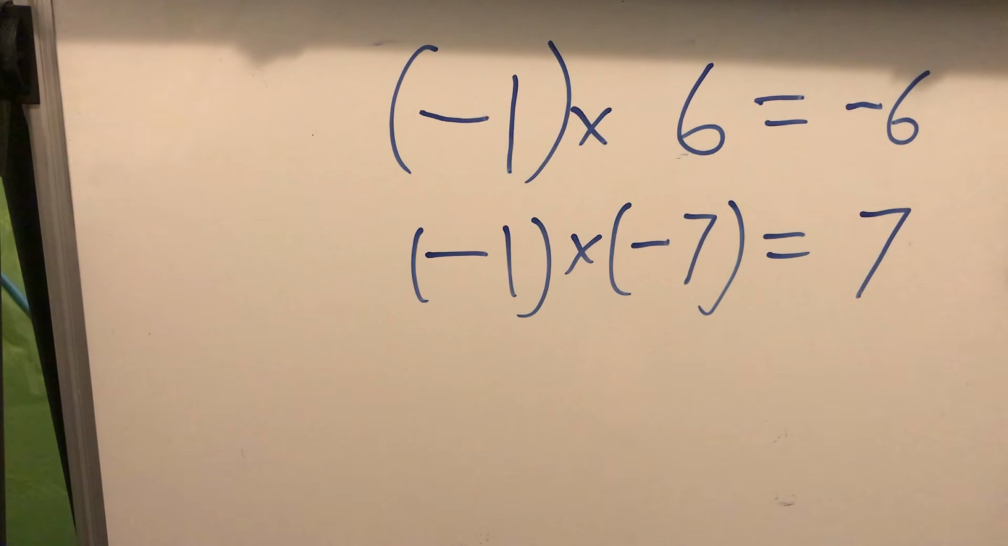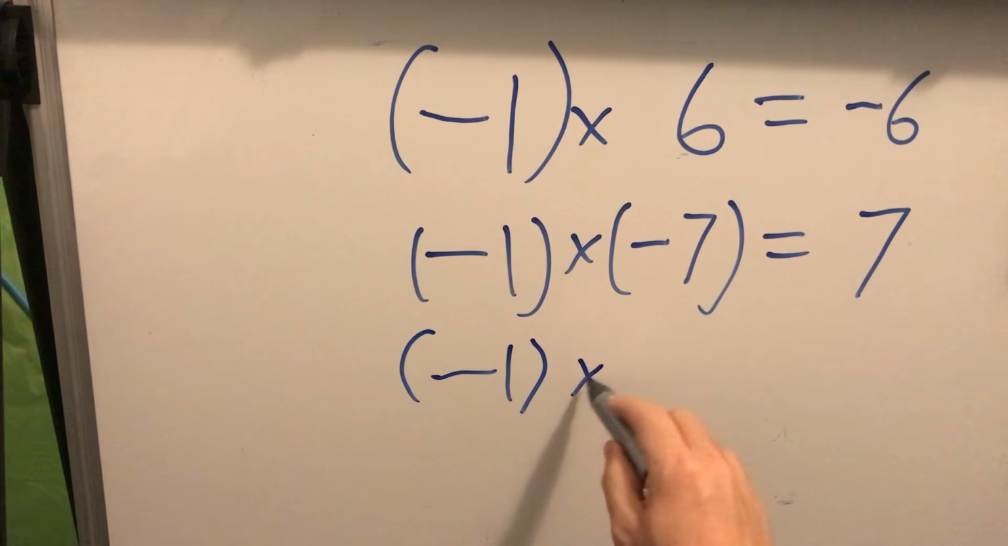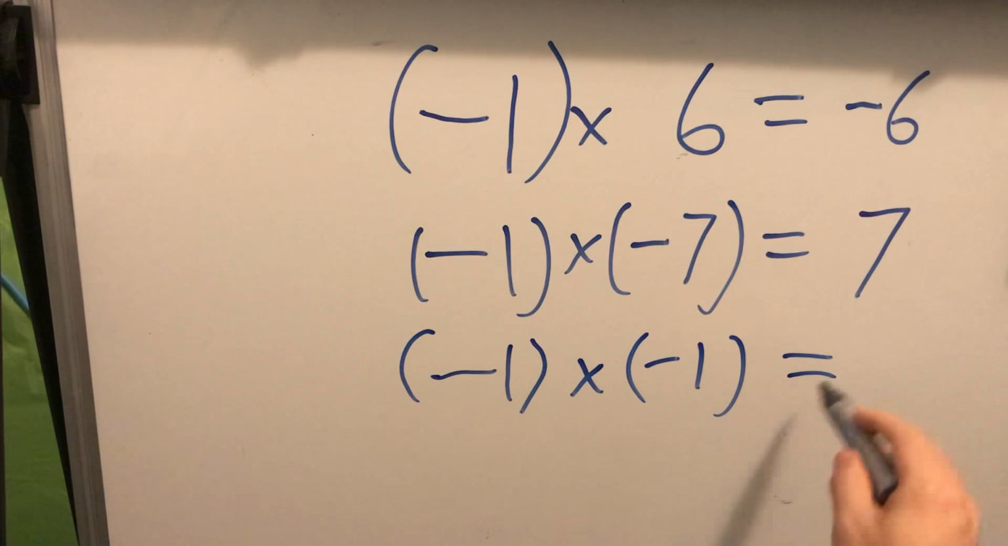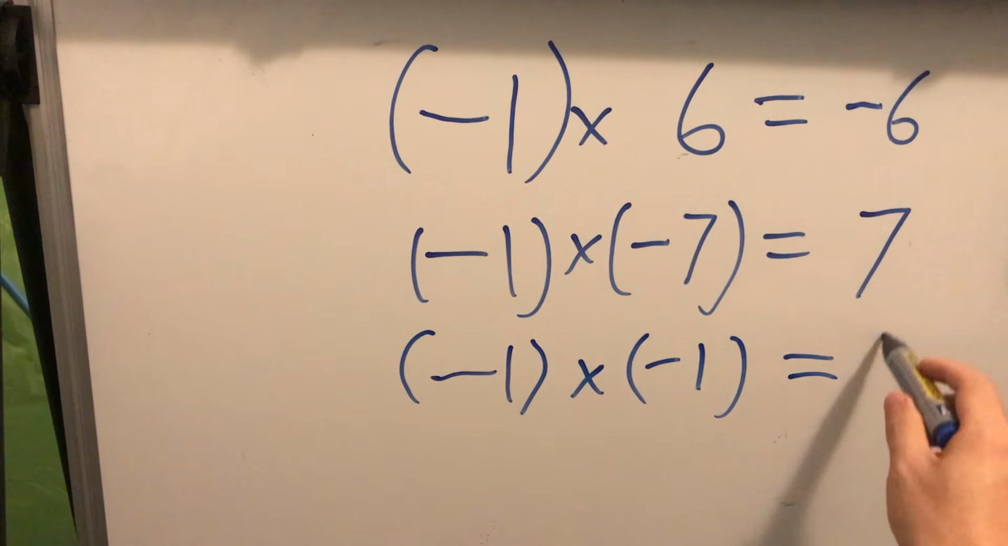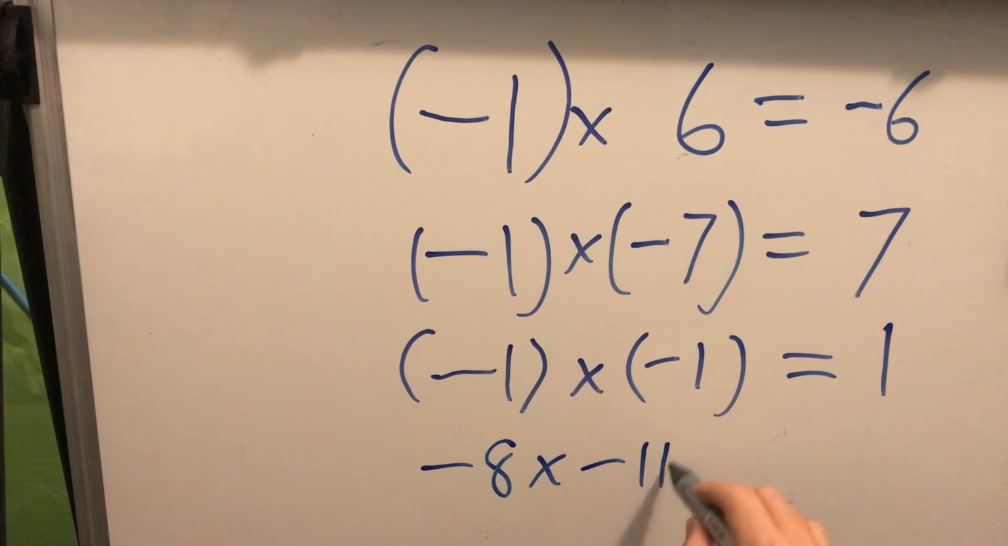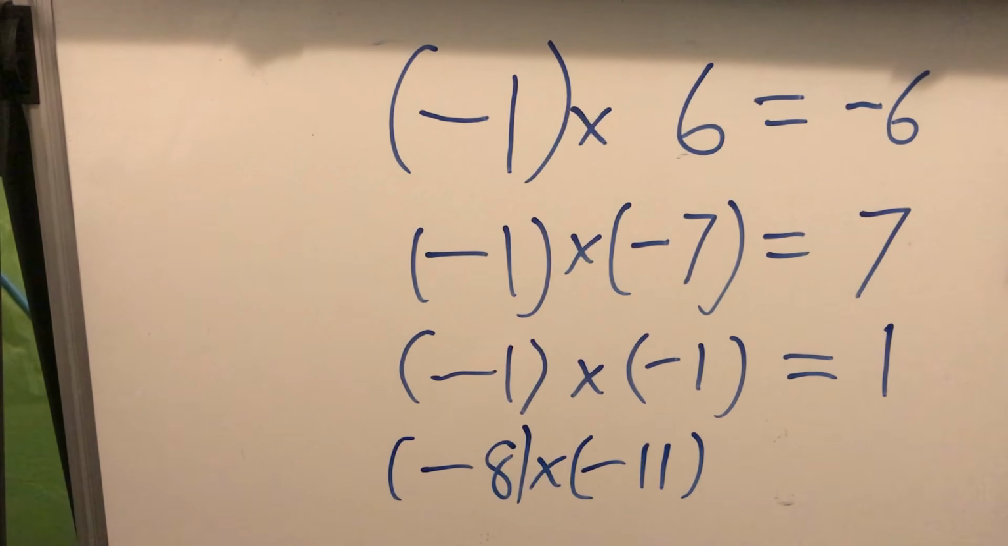Because an even more special case of this is minus 1 times minus 1 equals plus 1. And then if you had, say, minus 8 times minus 11, then it would equal 8 times 11, provided that you assume some extra rules.